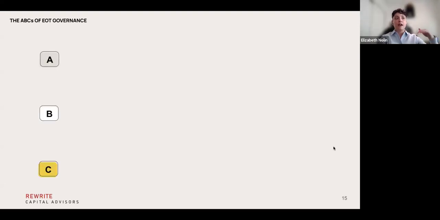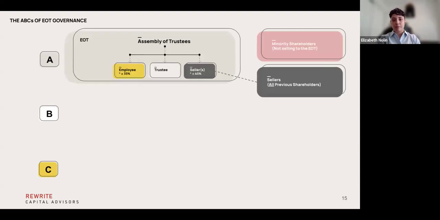So let's start at the highest level of governance, the level of ownership. We have our A in the ABCs, and this is the Assembly of Trustees. So as Tiara mentioned previously, we know that the trust must own the majority share of the company, so 50 plus 1%.